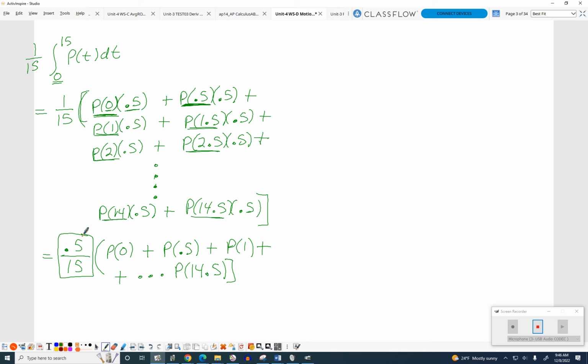If you were just to enter the integral on your calculator and then divide it by 15, will that lead to errors in the future? No, it's the same thing. Multiplying by 1 over 15 or dividing by 15, same thing. 2 points. Okay, next thing.